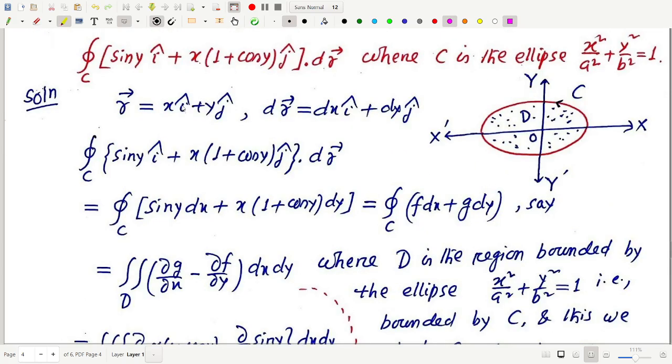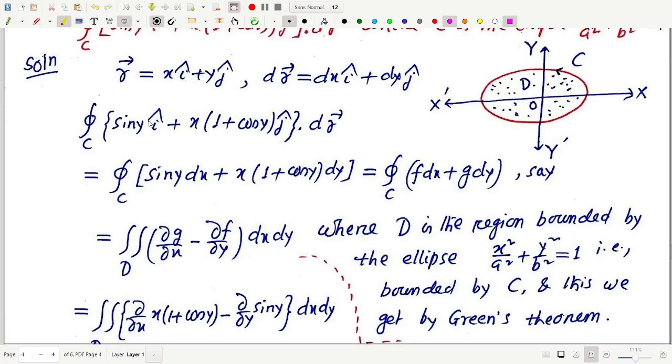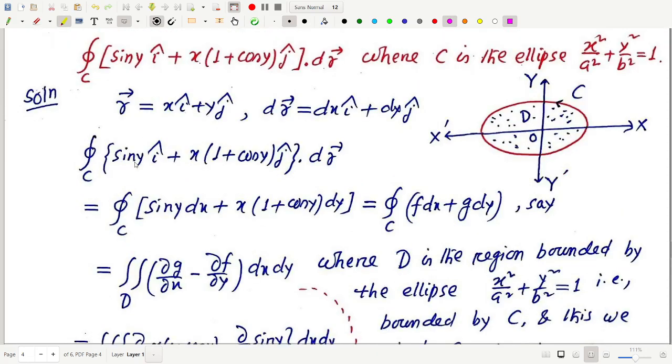So here r vector is x i cap plus y j cap, the position vector of any point, dr vector is dx i cap plus dy j cap, then the line integral is sin y i cap plus x(1 plus cos y) j cap dot dr vector.